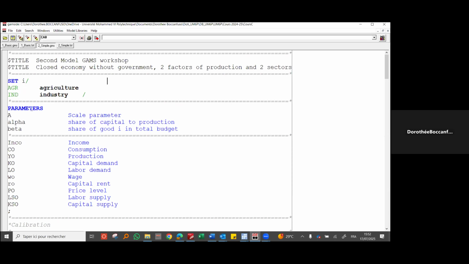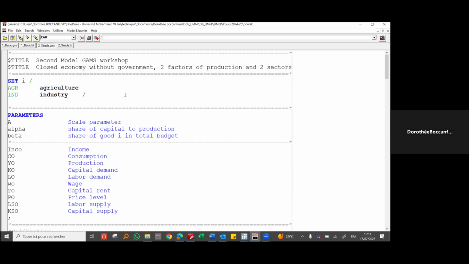And you see in this interface, you have some colors. Keywords are in bold and in blue and in green, then you have the name here, and you begin with the slash, finish with the slash here. And I forgot here, semicolon, I forgot. Then agriculture and industry for the set.